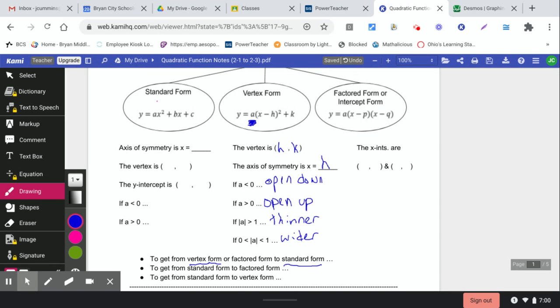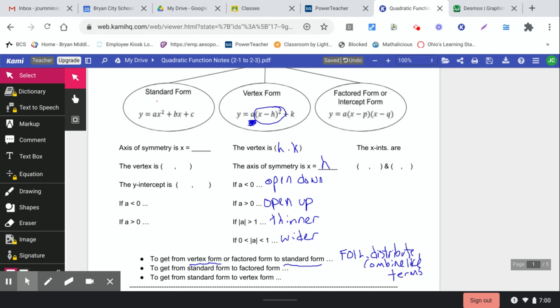What you're going to have to do is FOIL. So we would FOIL out this part, the (x minus h) times (x minus h), and then we would distribute the a, and then we would combine like terms. And we'll see one of those here in a little bit. But that's how you move from vertex form to standard form and so on. And we'll talk about the other ones in a different video.